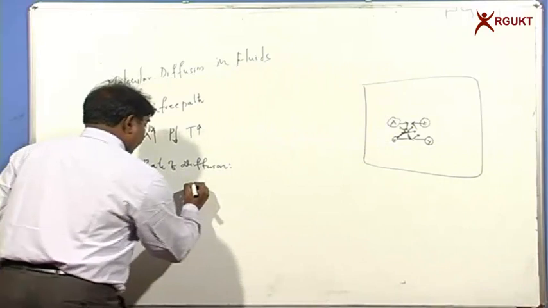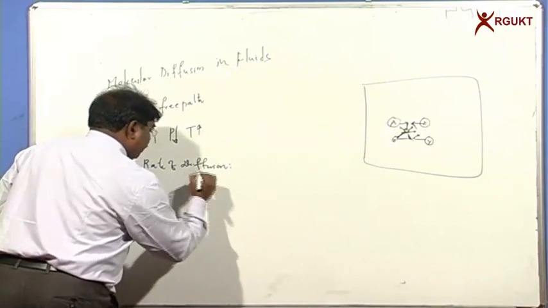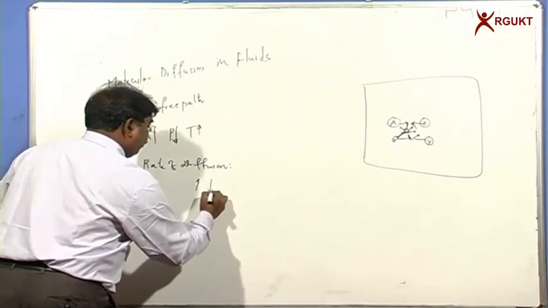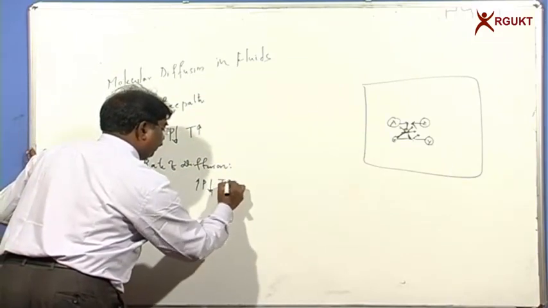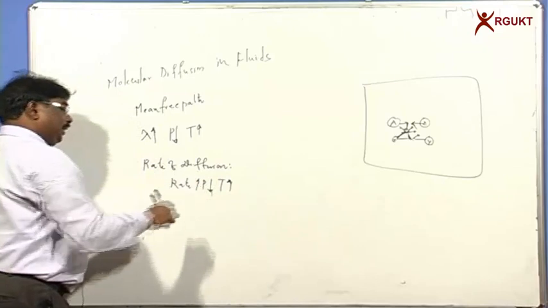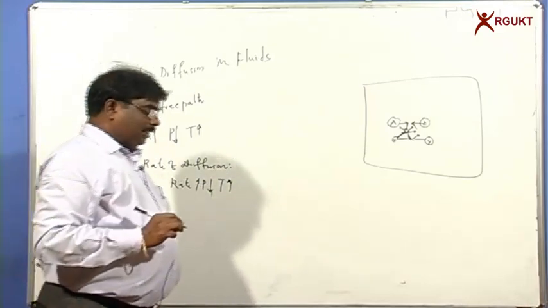So the rate of diffusion is going to be increasing with the decreasing of P, or maybe with increasing of T. The rate is going to be decreasing with P, and it is going to be increasing with T.